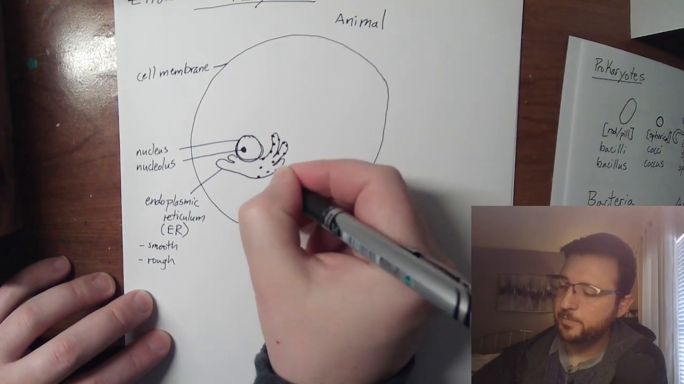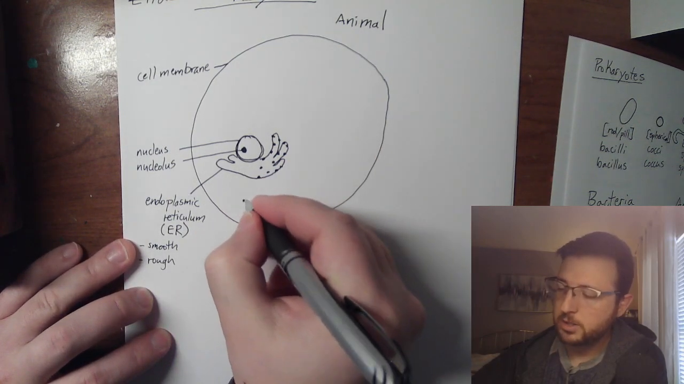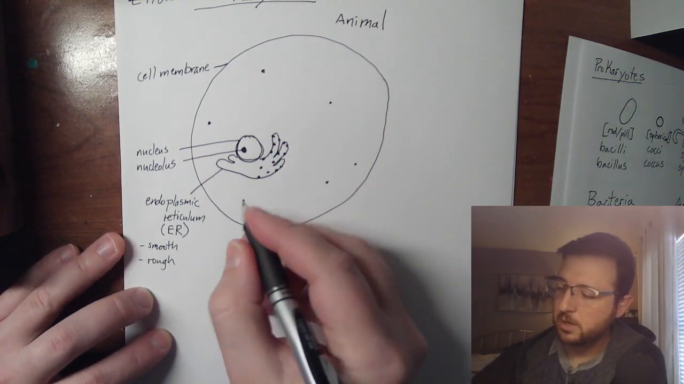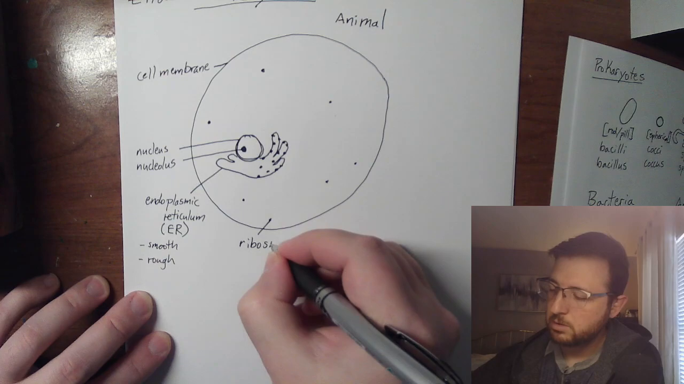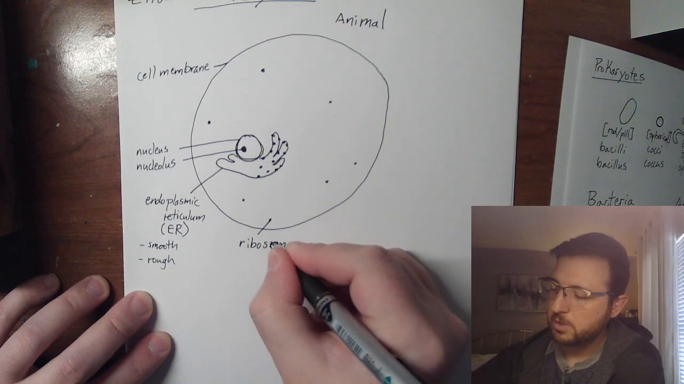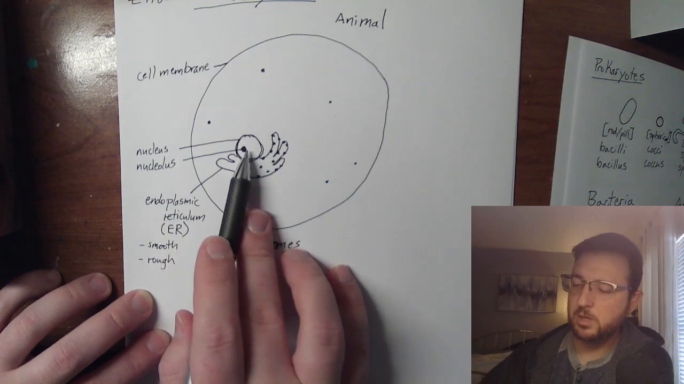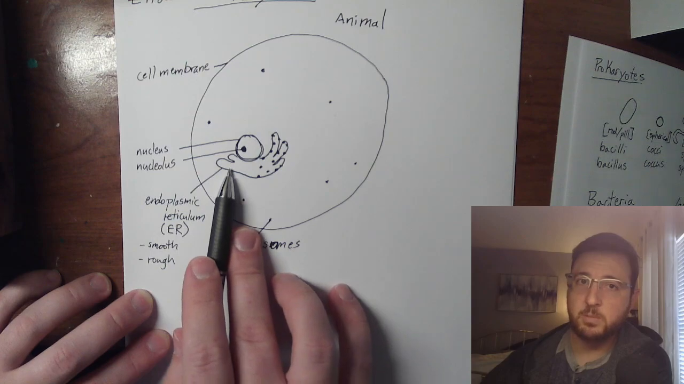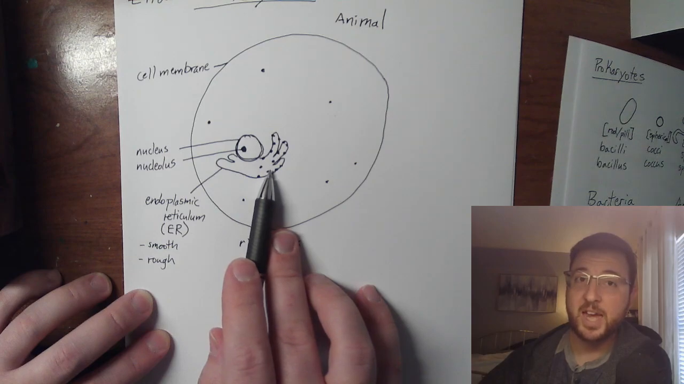Okay. And these little dots that are in the endoplasmic reticulum are also scattered around the cell. So you can just draw a few little dots around your cell. These dots are ribosomes. Gotta spell. Ribosomes. Okay. So we've got our cell membrane, we've got the nucleus, nucleolus, endoplasmic reticulum, the smooth endoplasmic reticulum, which does not have ribosomes, and the rough endoplasmic reticulum, which has ribosomes.